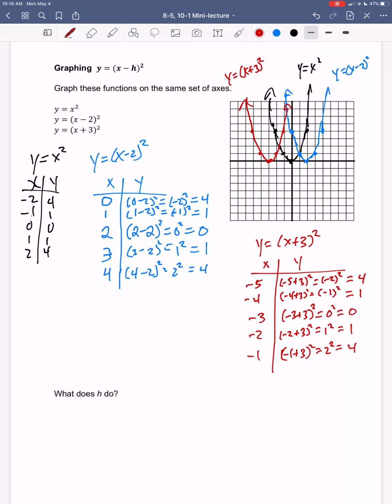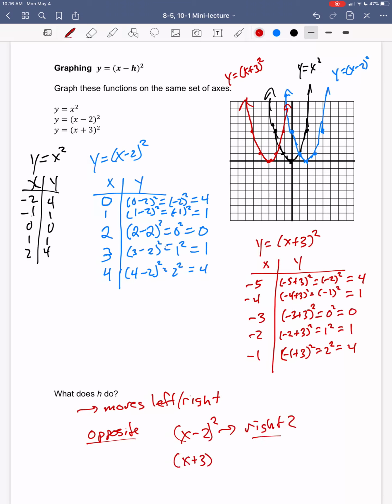So what does h do? It moves the whole parabola left or right, and it's the opposite of what you would expect, right? So x minus 2 squared goes right 2, and x plus 3 quantity squared goes left 3. So it's sort of the opposite of what you might ordinarily expect.